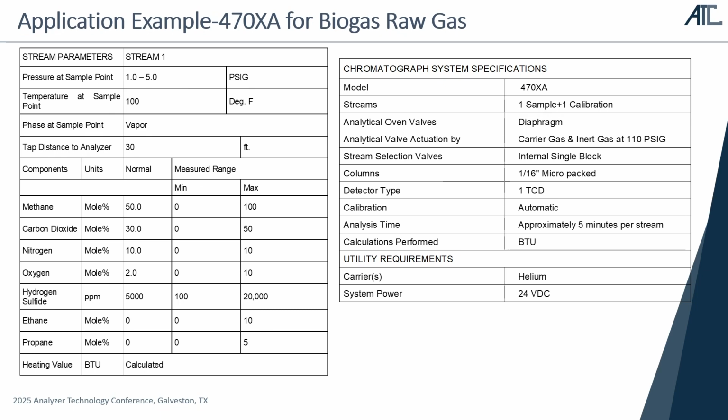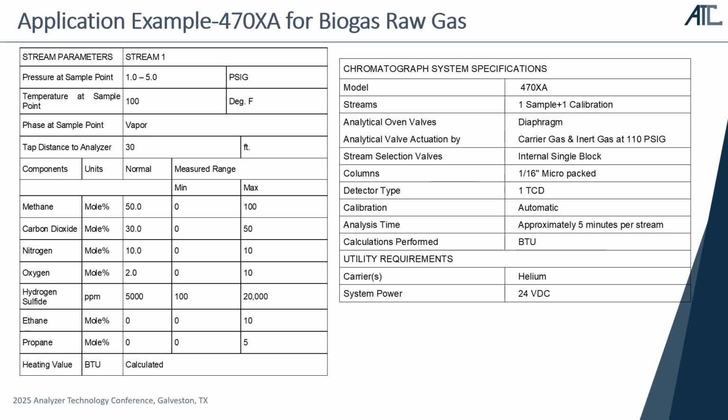So for example, in the raw gas, of course, we want to measure methane. So for this one, the measurement range is 0 to 100%. The other critical component is H2S, because in the raw gas, there's usually a high level of H2S. It varies depending on the feedstock you use to produce the raw gas and also the process you use. But it's very common that H2S can range from 100 ppm to 2%.